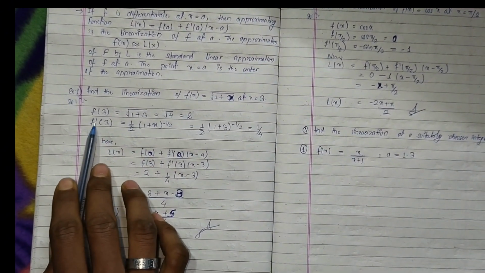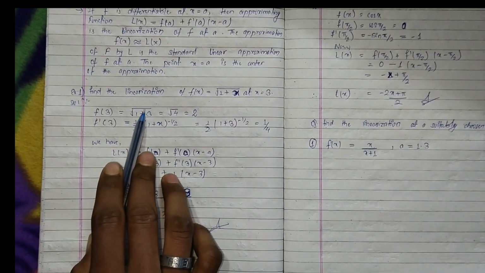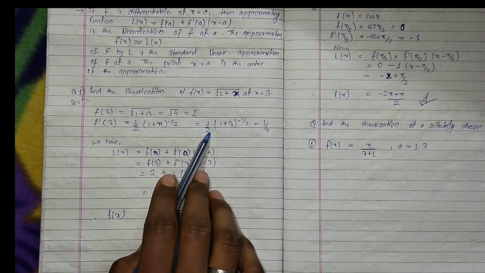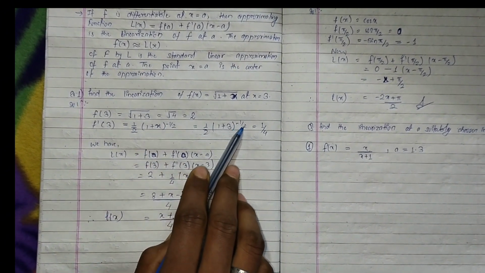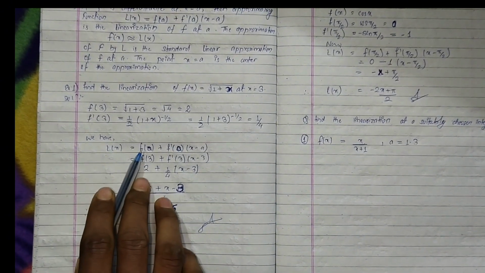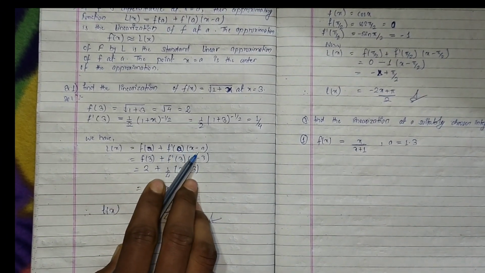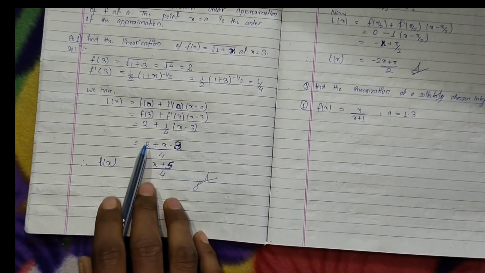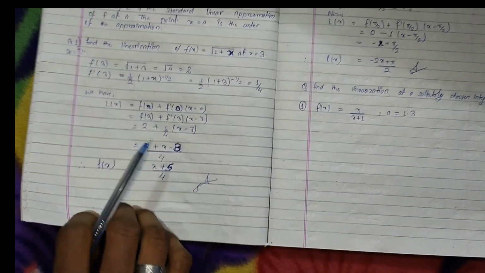So again f'(3) is required. The first derivative of the function will be 1 by 2 times (1 plus x) to the power minus 1 by 2. So it becomes 1 by 2 times (1 plus 3) to the power minus 1 by 2, which gives 1 by 4. So we have the formula L(x) equals f(a) plus f'(a)(x minus a). So we will put the values and we will get x by 4 plus 5 by 4. So move on to the next problem.